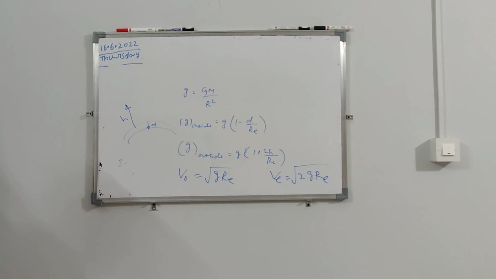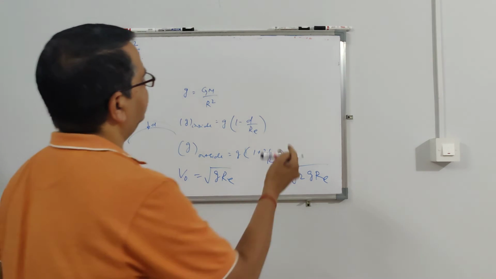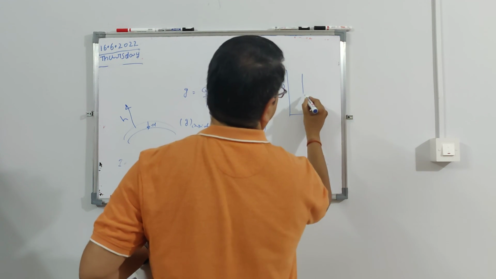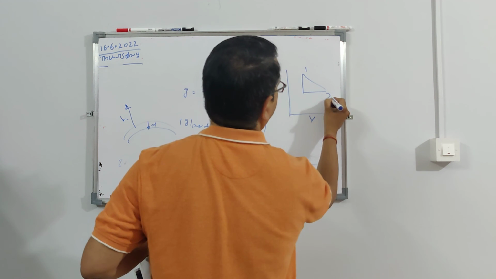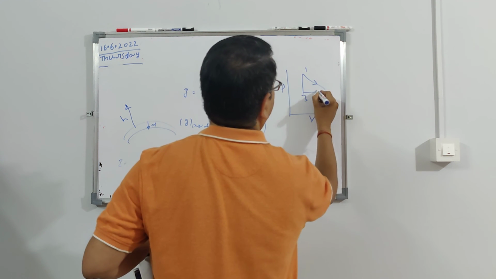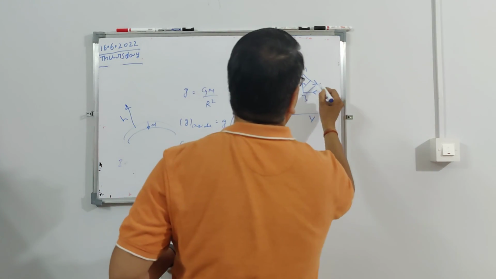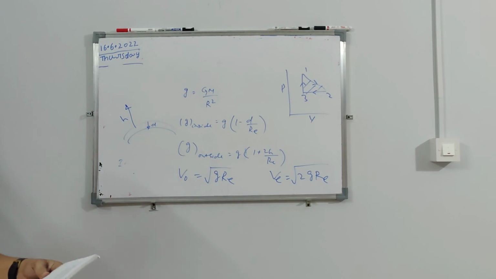Thermodynamics, there is some simple problem. If you get a diagram like this, this is a PV diagram. If you have a triangle like this, 1, 2, 3, they will ask what is the work done. So work done is nothing but the area under this curve. And one simple problem is given to find out the COP of a refrigerator.